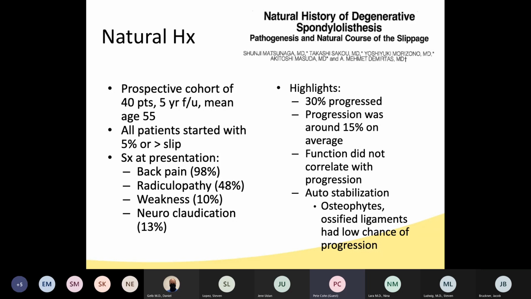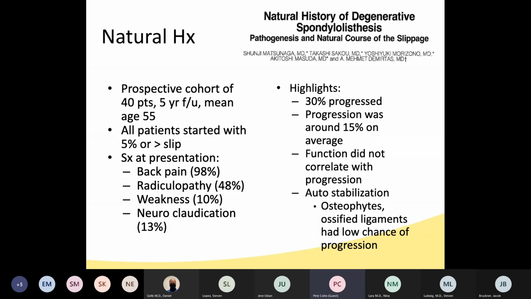So this was a prospective cohort of 40 patients, and they had 5-year follow-up with an average age of 55, and all the patients in the cohort started with at least a 5% or greater slip. The patients initially presented almost 100% with back pain, half of them had radiculopathy, and 10% had weakness or claudication. And they again showed this 30% progression, and the progression was about 15% on average.